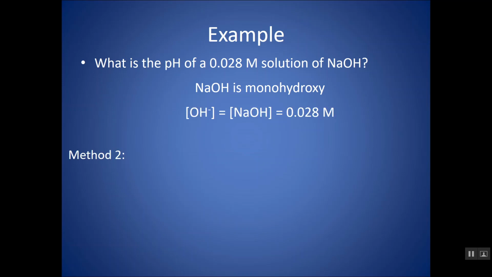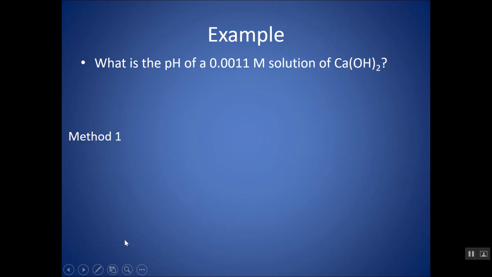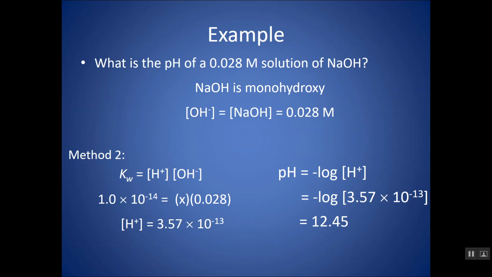If you would rather not use pOH, you can use the Kw to interchange H plus and OH minus. So since I have the OH minus concentration, I can find H plus and then do negative log of that, and I get the same answer. Okay.